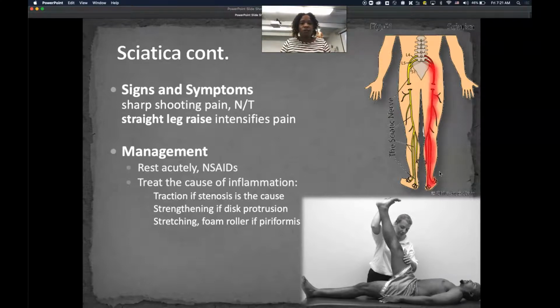In terms of management for this one, in particular, it's rest. It's removal from the sport. It's avoiding leg or hip flexion, because if we avoid hip flexion, then we avoid stretching.